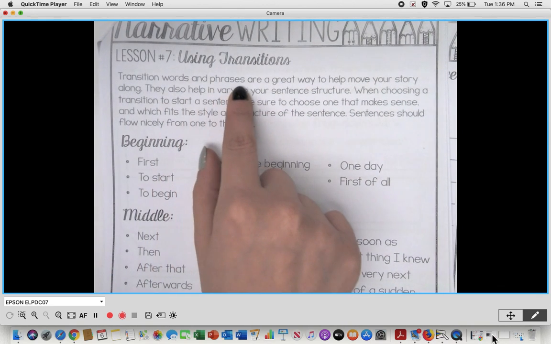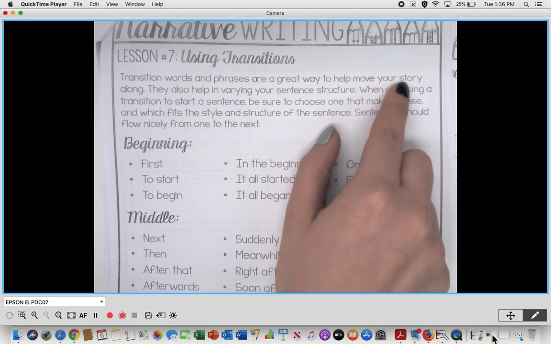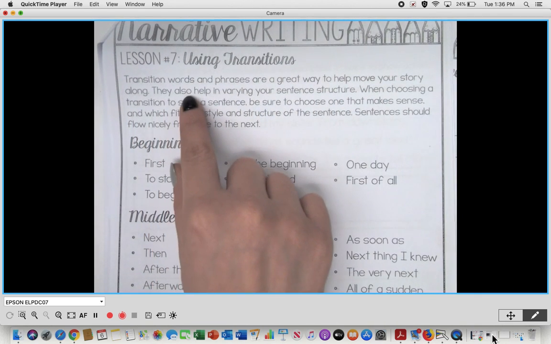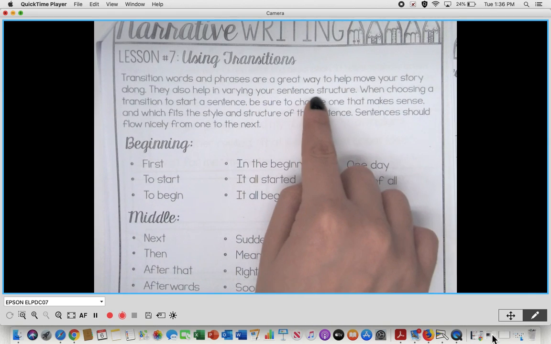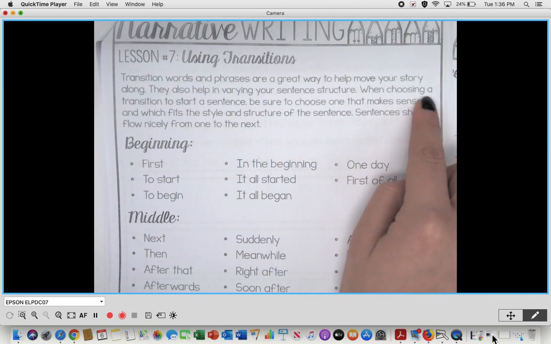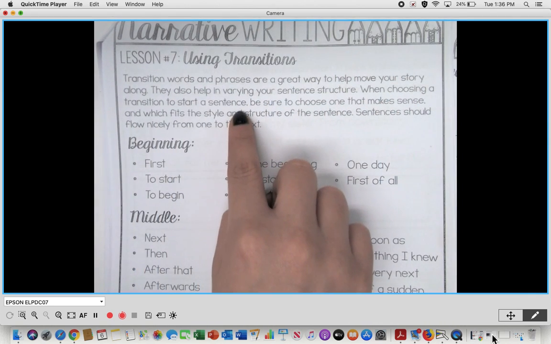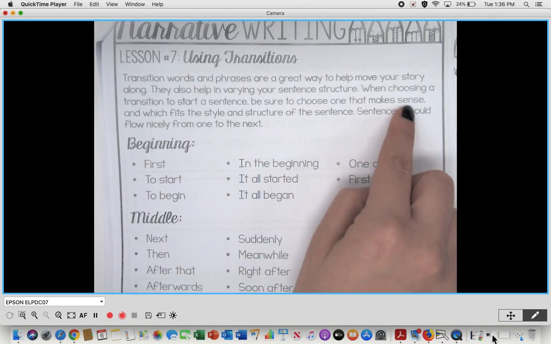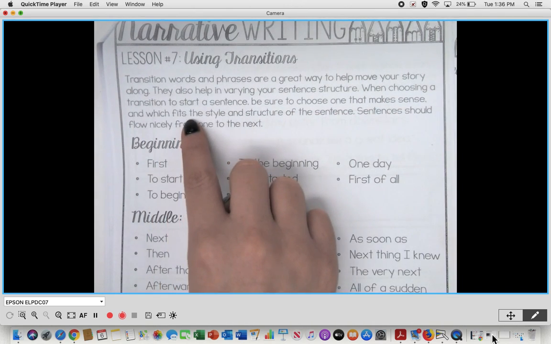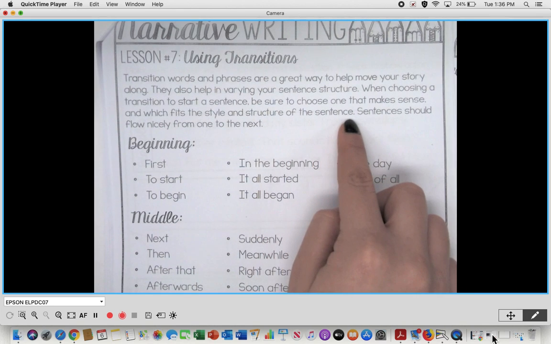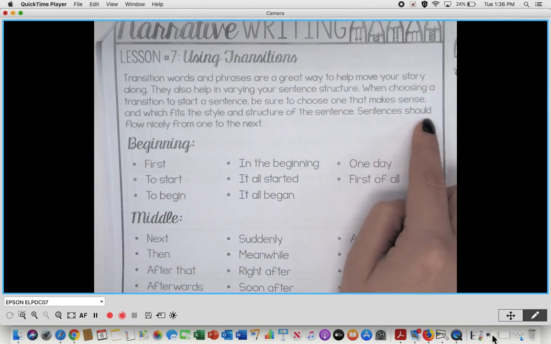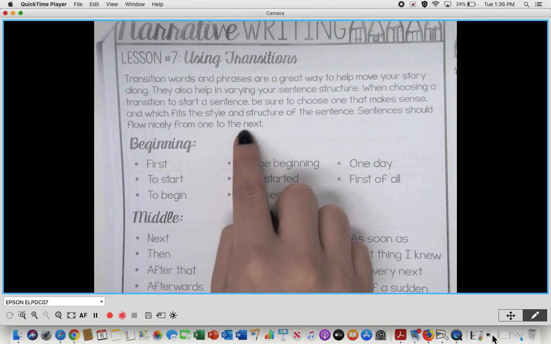Transition words and phrases are a great way to help you move your story along. They also help in varying your sentence structure. When choosing a transition to start a sentence, be sure to choose one that makes sense and which fits the style and structure of the sentence. Sentences should flow nicely from one to the next.